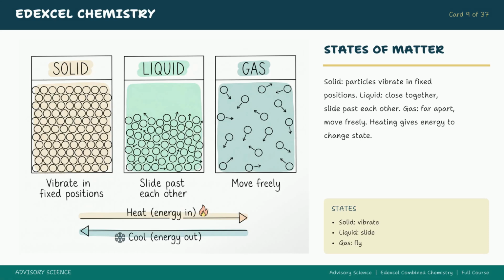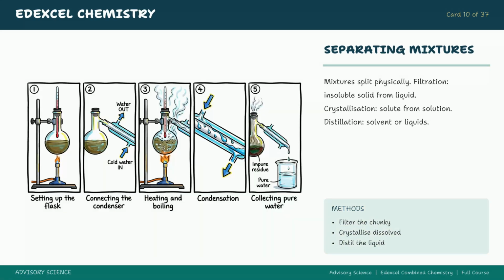Mass is conserved when you melt or boil. Separating mixtures. A mixture is just two or more substances mixed together. They're not bonded or chemically joined, so they can be split apart by physical processes. An example of a physical process is filtration.